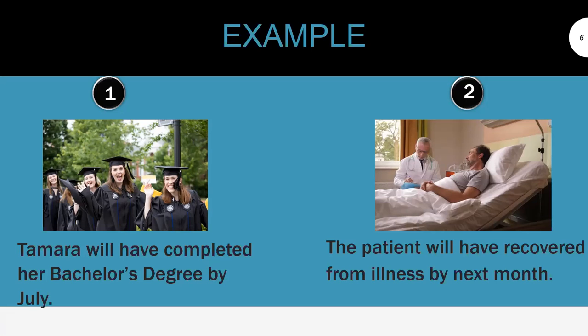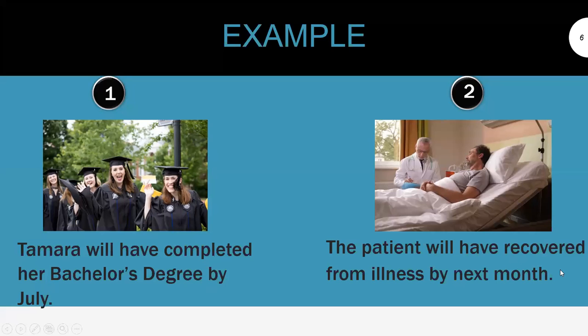Okay. This one, the patient will have recovered from illness by next month. Yeah, because the doctor treats him very well, gives him medicine, and then we can make a prediction. Yeah, by next month, I think the patient will have recovered from his illness. Yeah, so will, and then, so what is the form then? The subject, and then connected with will, and then connected with have, and then connected with past participle or verb 3.